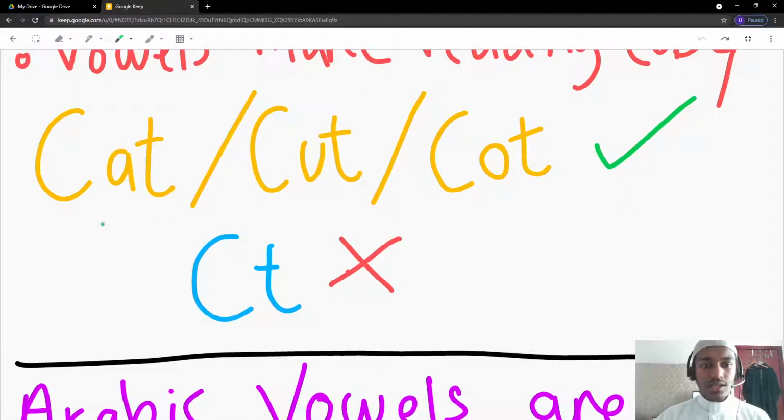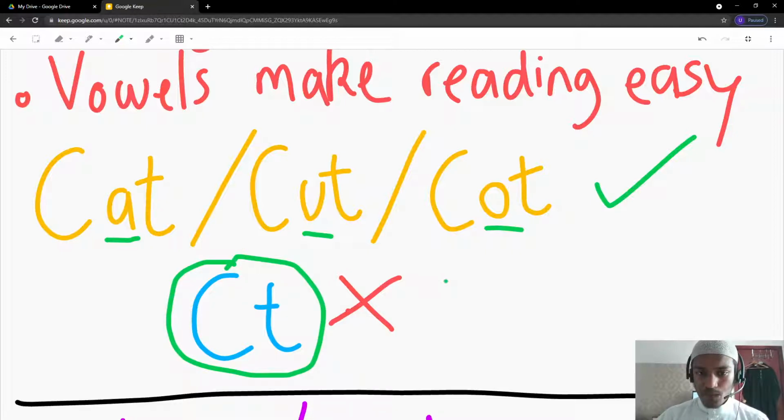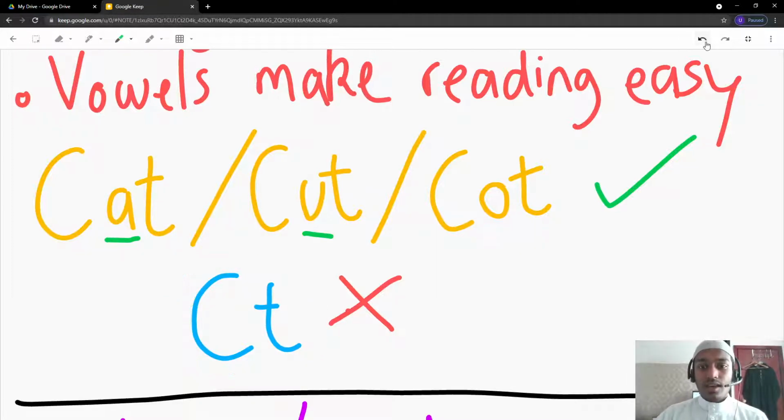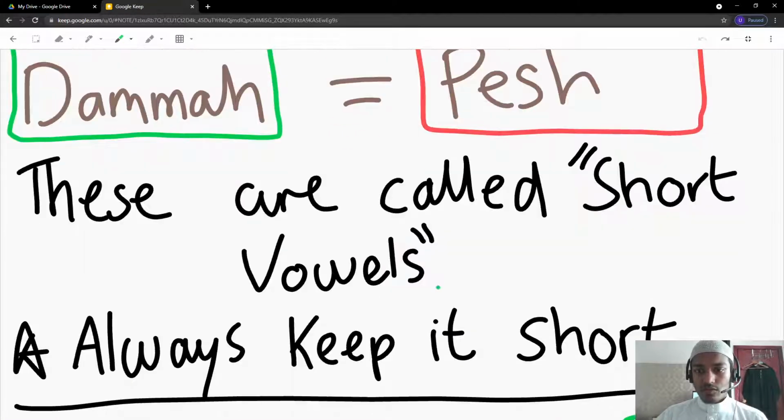Like we mentioned in the lesson, we took the English language for example. Vowels make reading easy. That's very well known. If we have vowels, it becomes very easy to read English. A, U, and O are all vowels. If we take away the vowel and I ask you how to read this, you don't know. Kit, cot, cat, kit. You don't know what it is. Hence, the vowels are there to make your reading a lot easier.